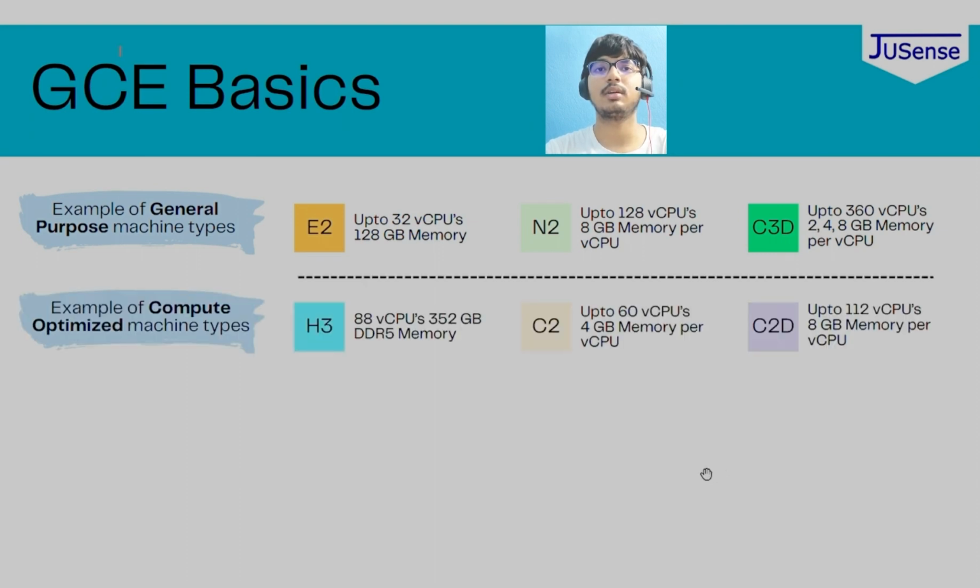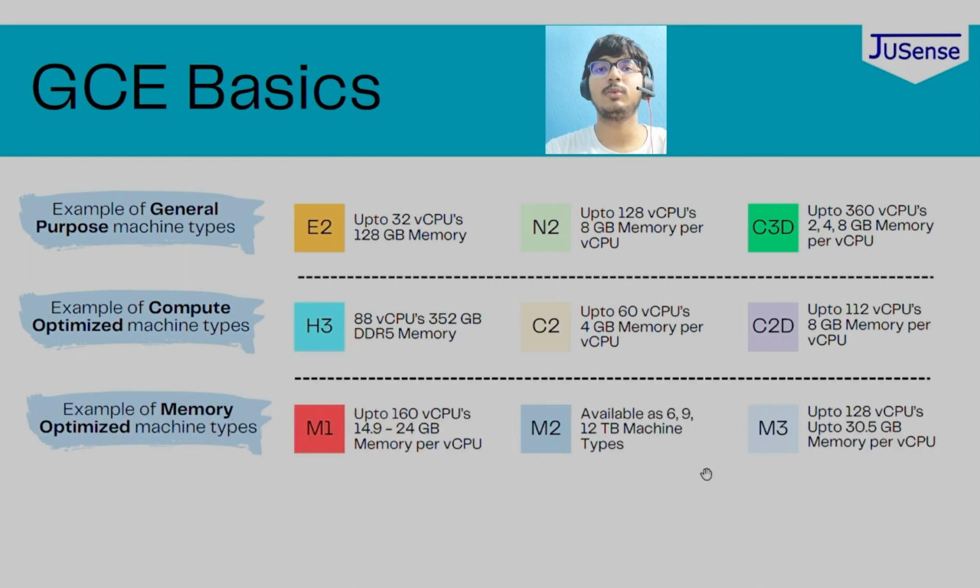Similarly, examples of compute optimized machine families include H3, offering 88 virtual CPUs and 352 GB DDR5 memory. Then we have the C2, offering up to 60 virtual CPUs and 4 GB memory per virtual CPU. And then the C2D, offering up to 112 virtual CPUs and 8 GB memory per vCPU.